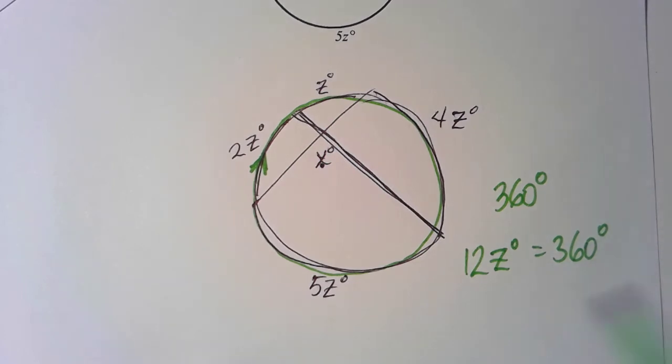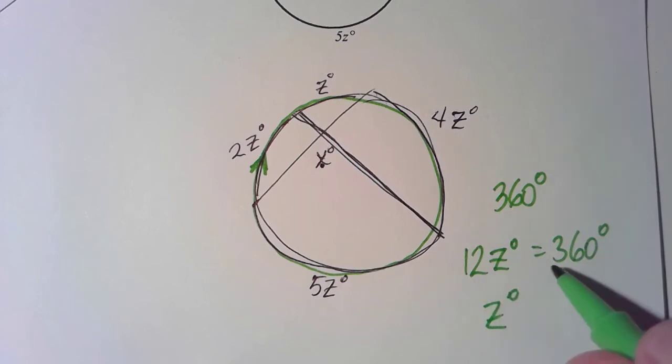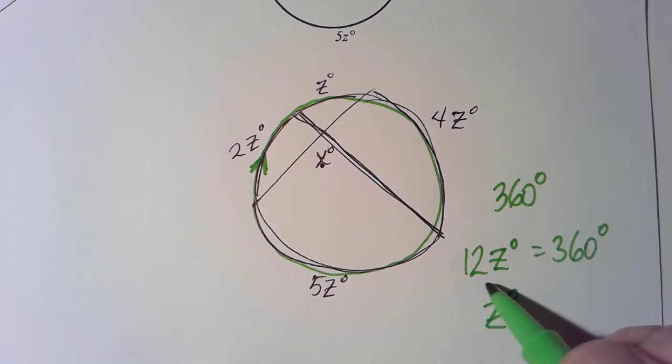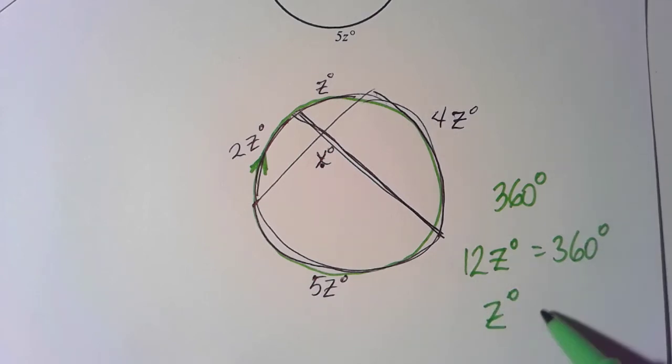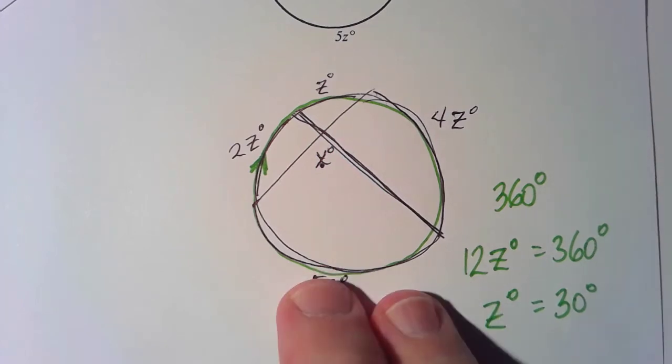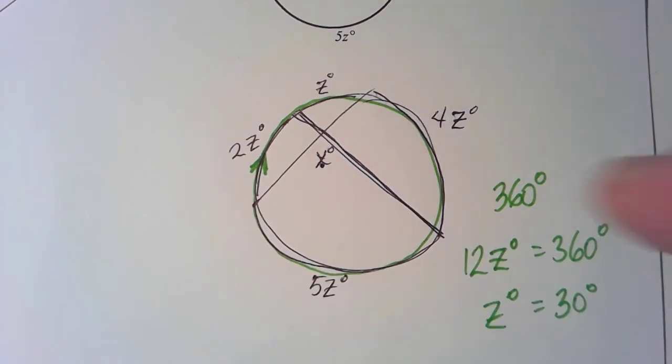Do I really need to finish this? Okay, fine, I will. Divide the 12, both sides. The 12 turns into a 1 here, and 12 times 3 is 36, so that would be 12 times 30. So z is 30 degrees in this problem, okay? In your problem, z is not 30 degrees. Now what? Are we done? No, we're just getting started.